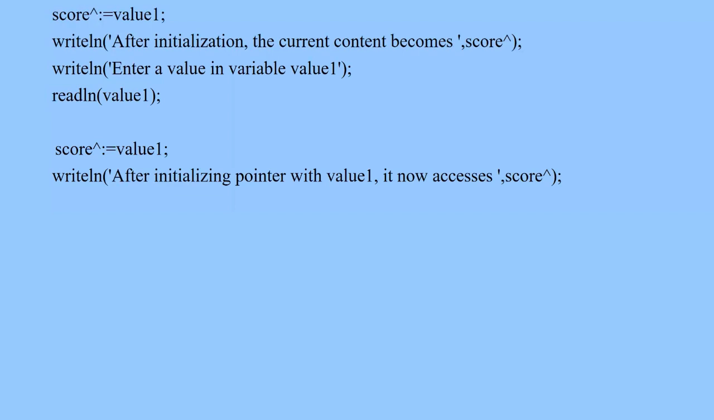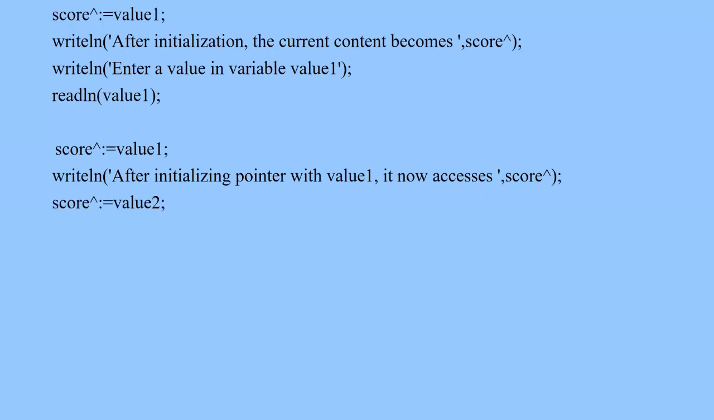So after initializing pointer, this statement will be displayed. After initializing pointer with the value 1, it now accesses. So we display whatever that pointer is currently accessing. That is whatever score pointer is currently accessing. And what is it accessing? It is the content of value 1.